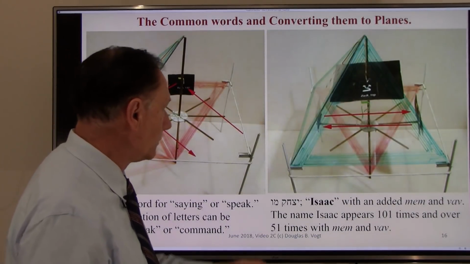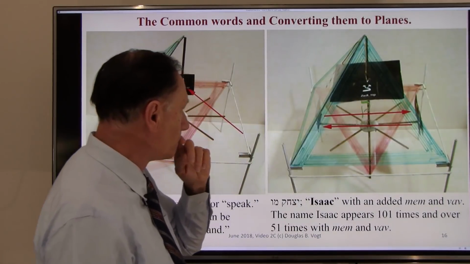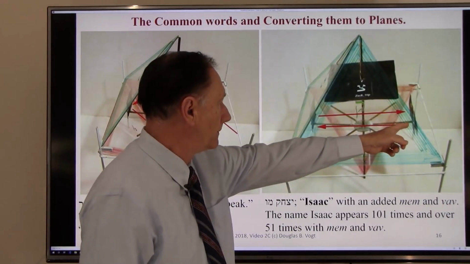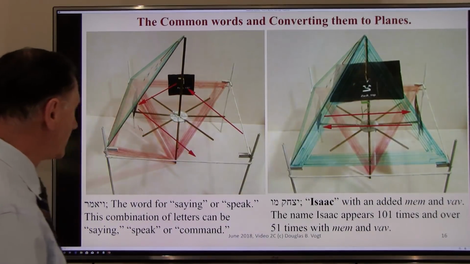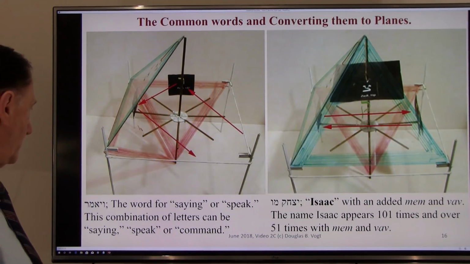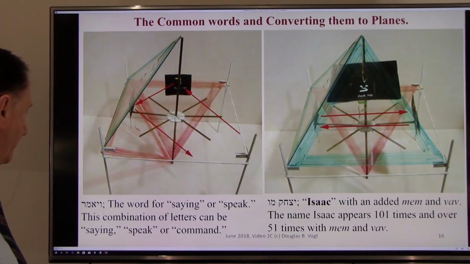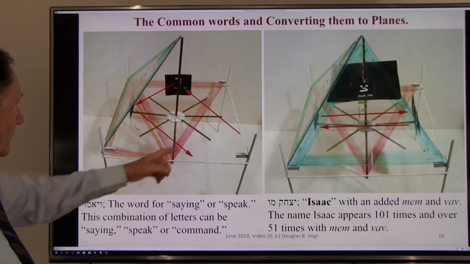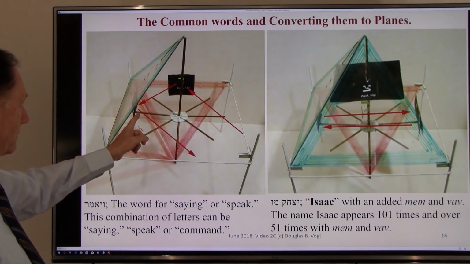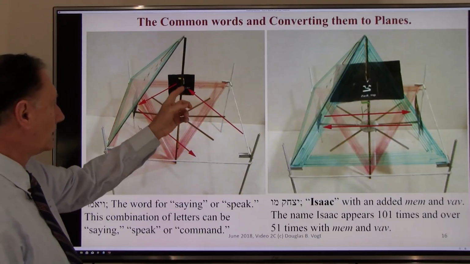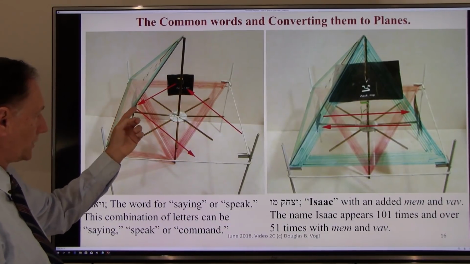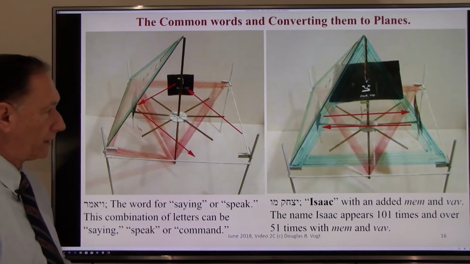Here's the word for Isaac, what it looks like. There's 2 faces over here. And the information goes back and forward, and you have something up on top, a letter up on top. This is where saying or speak, command. Again, going in and out, changing direction, look at this like light going in and hitting a crystal and changing and going in another direction.